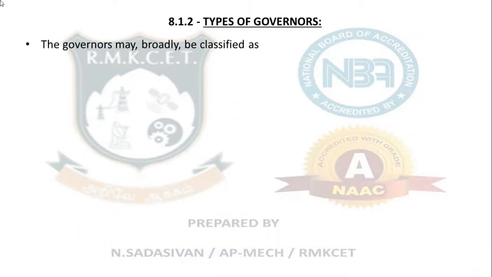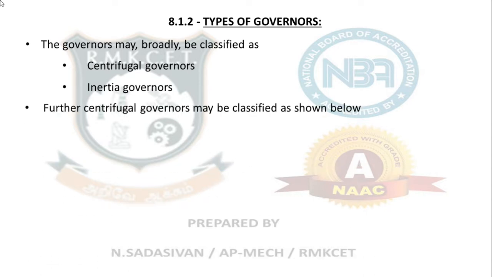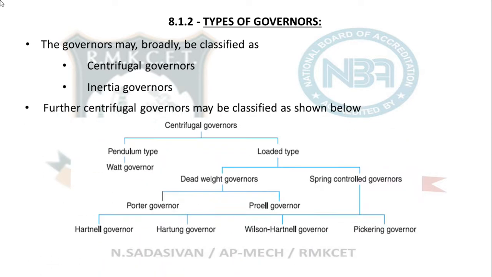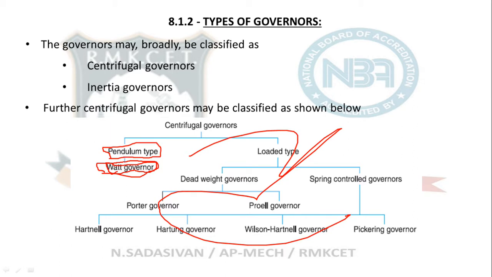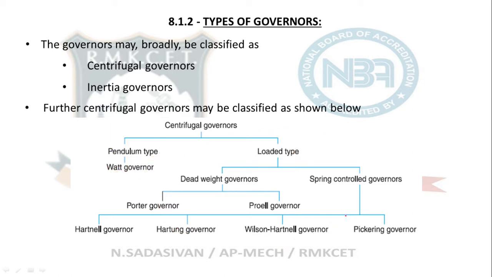Types of governors are broadly classified as centrifugal governors and inertia governors. Further, centrifugal governors may be classified as shown below. We have two types. In the pendulum type governor, we have only one governor, the Watt governor. It solely depends on the two balls that are rotating. So this is very inaccurate. It was the first initial governor. The Watt governor was the first type of governor invented, and from this all the other designs came. So the Watt governor is the primitive type of governor. So it's a pendulum type.